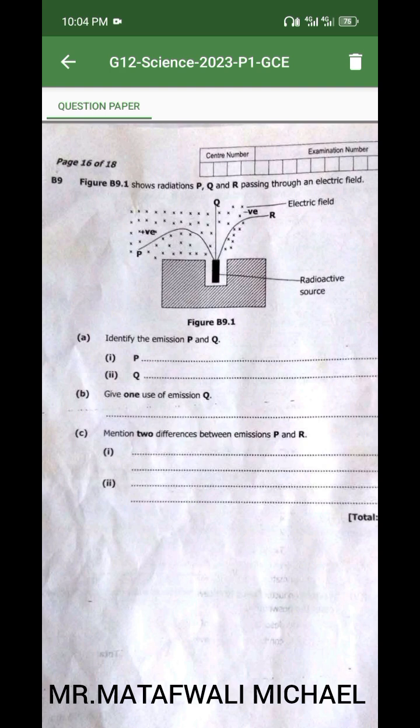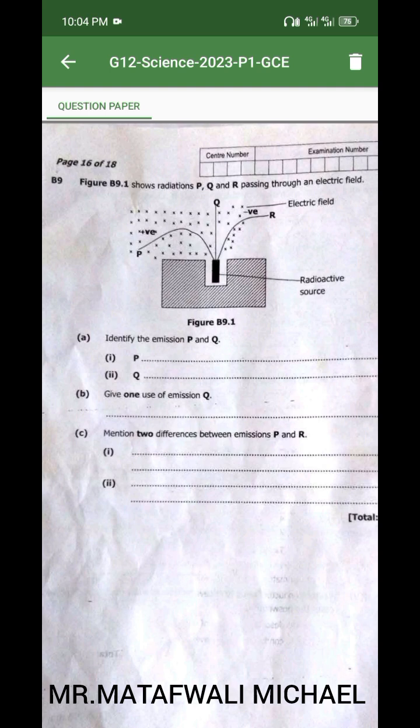Here we have a radioactive source which is producing emissions, which are the alpha emissions, beta emissions, and gamma emissions. These emissions are passing through an electric field. The questions are as follows. Question A, identify emission P and Q.